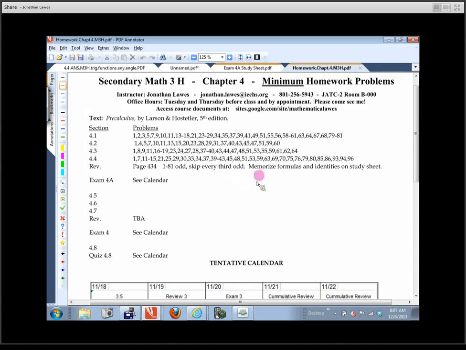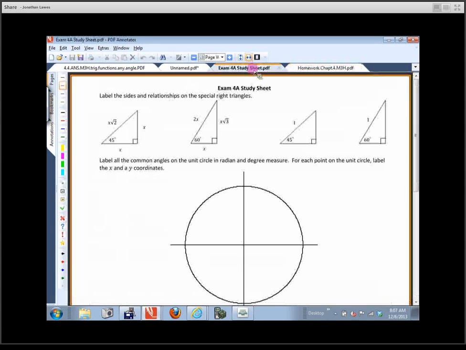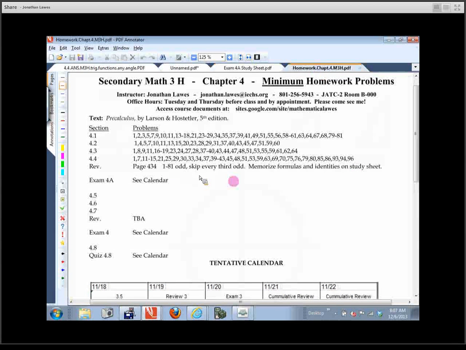So this means skip every third odd. And then it says memorize the formulas and the identities on the study sheet. So I just handed you the study sheet. We'll take a look at that in just a second. But these are the problems that I want you to do. So 1 through 81, just the odds, but skip every third odd. So that means you're going to do 1 and 3, skip 5, then you're going to do 7 and 9, skip 11, and so forth. Everybody clear on that? Okay, that cuts it down to about a third of those 81 problems there.